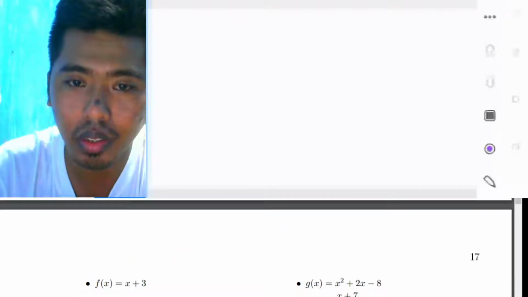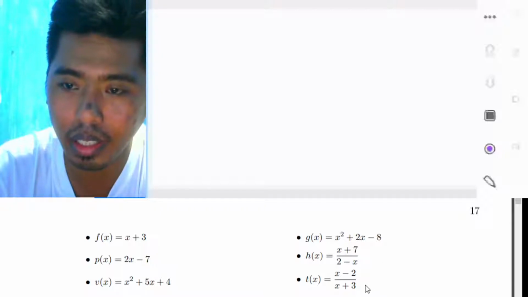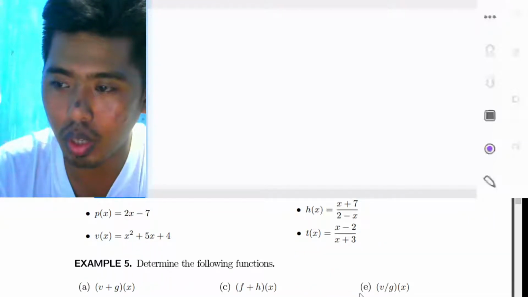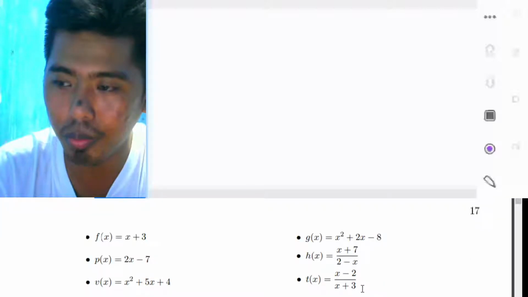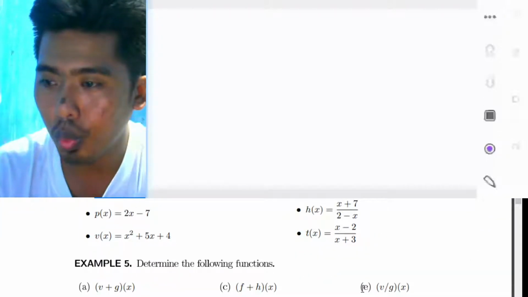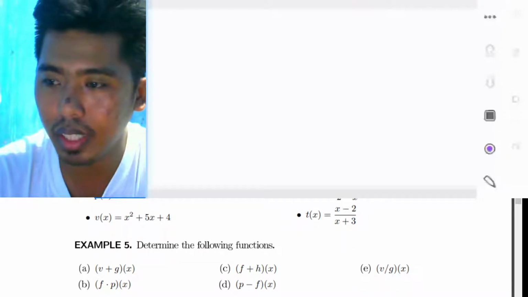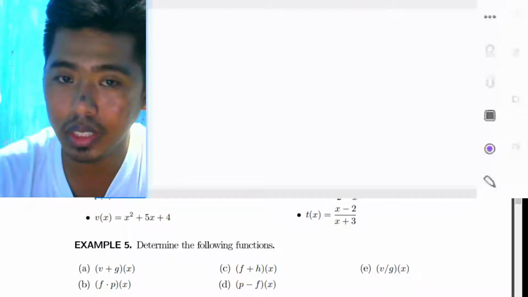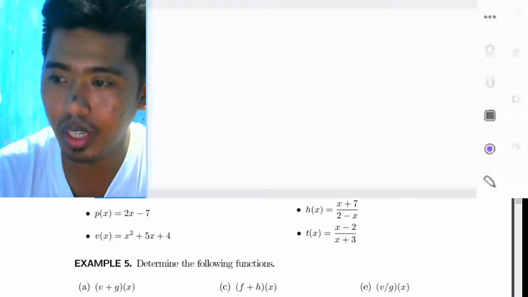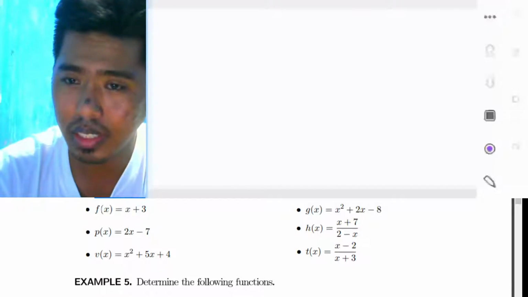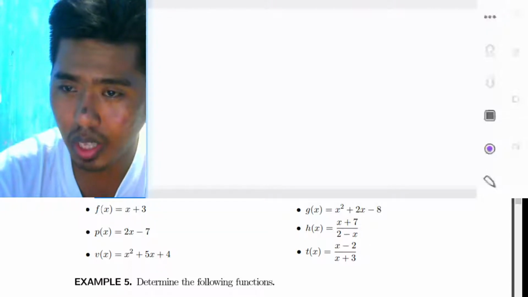V plus G, this is what we will look at, guys. So, we have V plus G of X. Okay? V plus G of X. So, what we will use, guys, is V and G. V of X is X squared plus 5X plus 4. And G of X is X squared plus 2X minus 8.